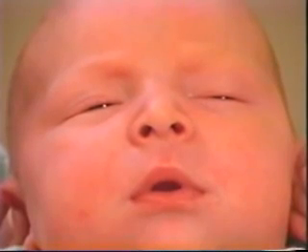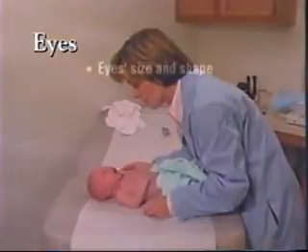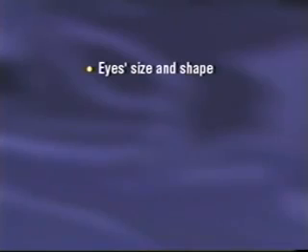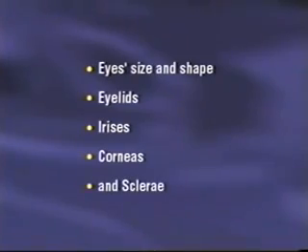Next, note the positioning and symmetry of the neonate's facial features. They should be in proportion, symmetrical, and fully formed. While the neonate's eyes are open, observe the eye's size and shape, which should be symmetrical. Eyelids, which may be puffy. Irises, which should be even-colored. Corneas, which should be bright and shiny. And sclerae, which should be bluish-white.